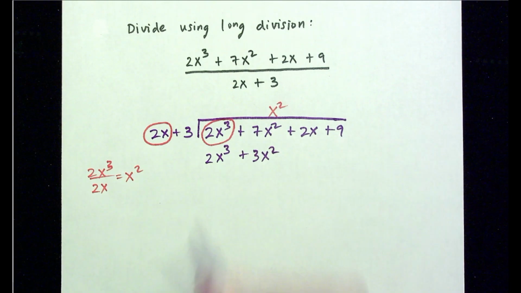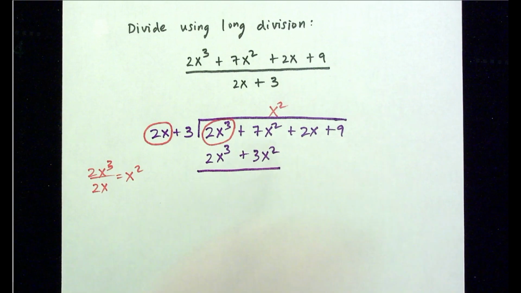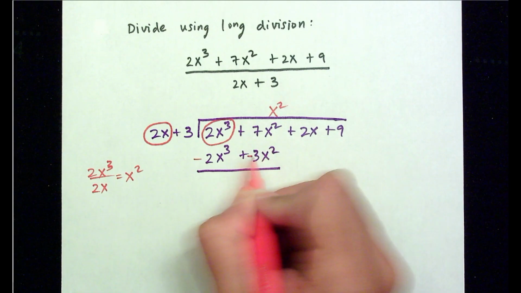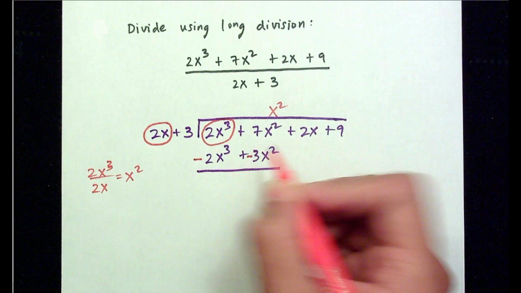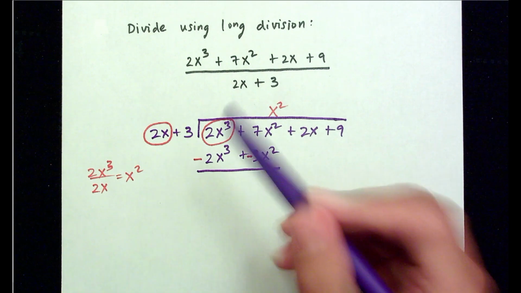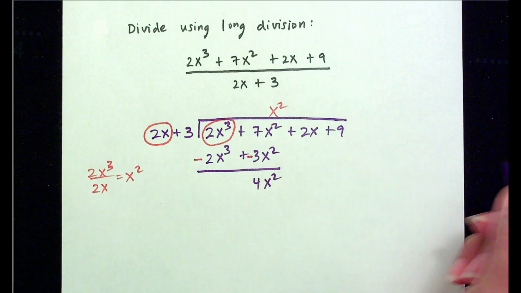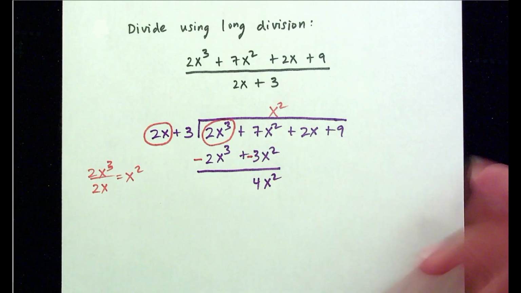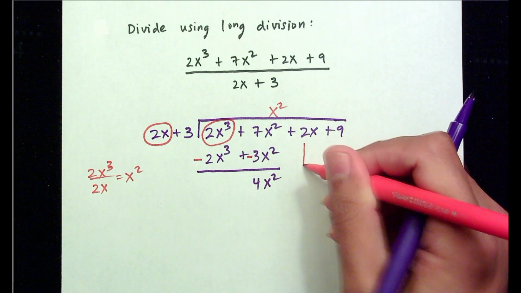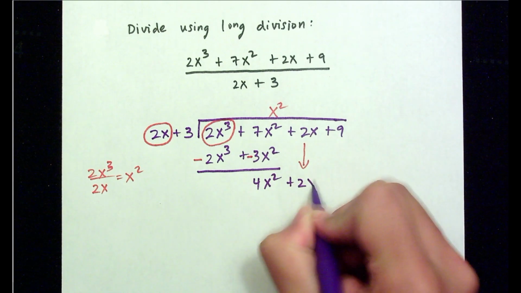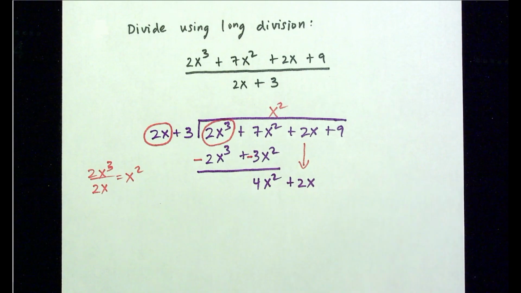Now we're going to subtract. Subtract means we're going to change the signs of everything in the second row. So that becomes a minus, and that becomes a minus. And now we add down. That is 0, and this is 4x squared. Now bring the next term down. So plus 2x. And now the process begins again.